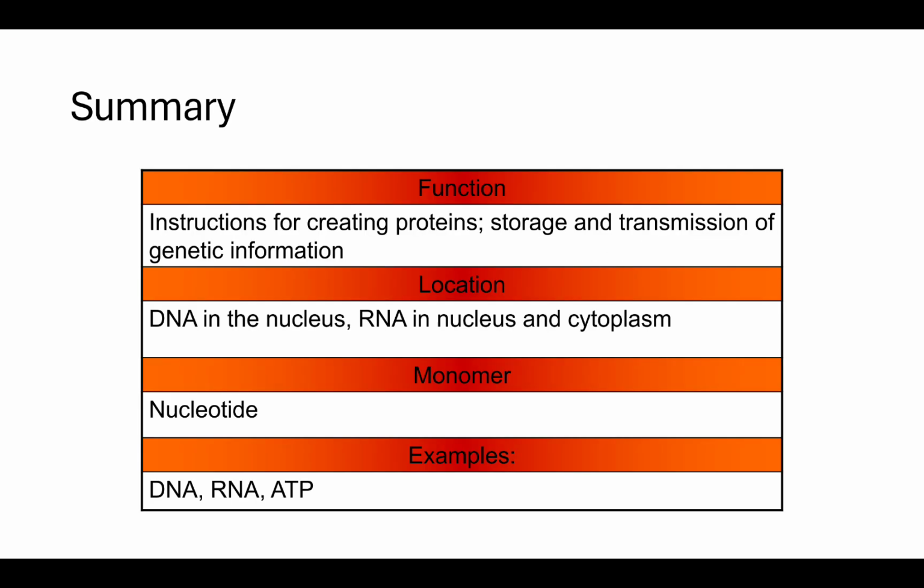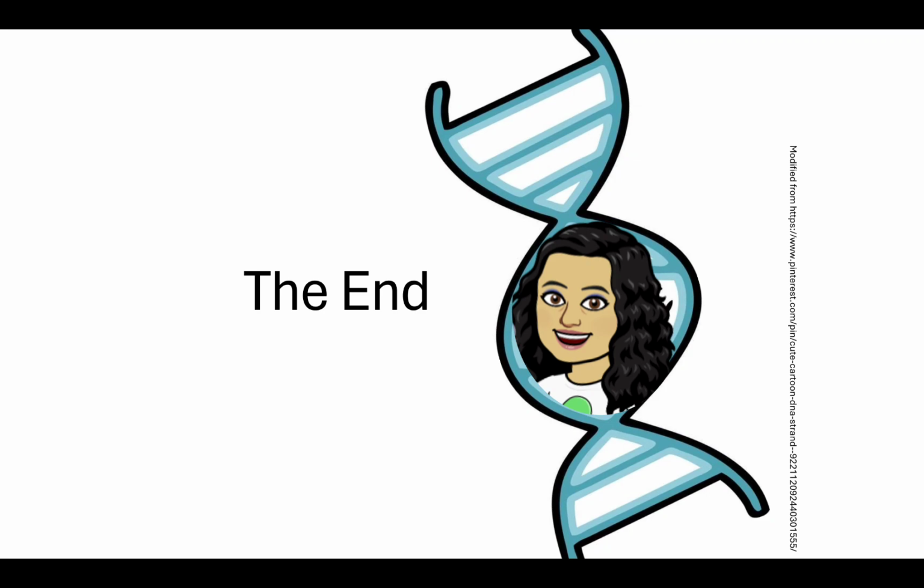And then here is your summary page. So nucleic acids in general, they store and transmit genetic information, which is ultimately going to be instructions for creating proteins. DNA is always located in the nucleus unless something has gone wrong, which we'll talk about later. And RNA can be found in the nucleus and in the cytoplasm. The monomer is a nucleotide, and the most important examples of nucleic acids are going to be DNA, RNA, and ATP, which in freshman biology we don't tend to emphasize as much that that's a nucleic acid, but you do need to know it here. And that is the end of this set of notes.